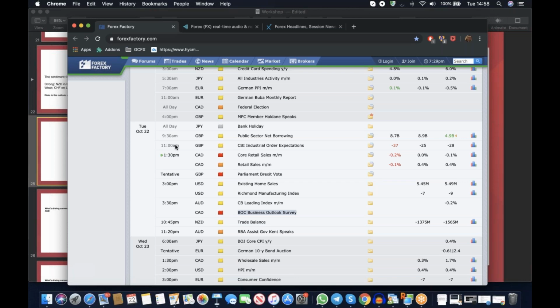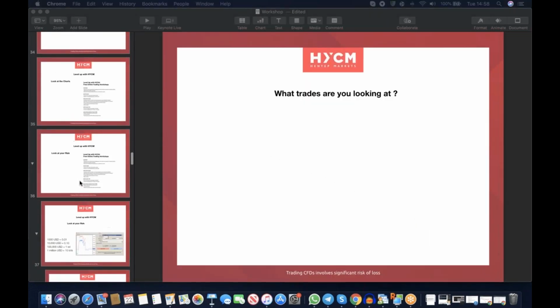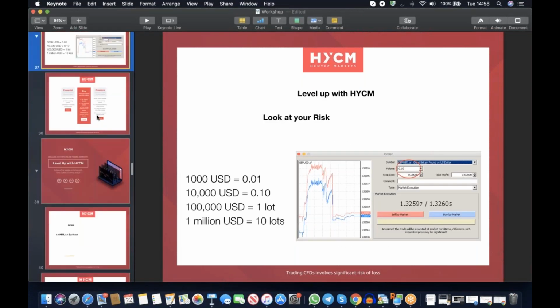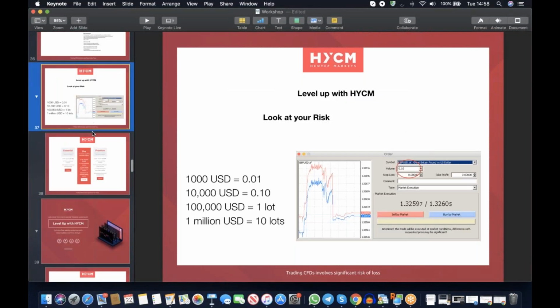Okay, guys, that's been really good. Thank you for all your trade ideas. That's been excellent. We haven't got time for those, but in fact, we need to look at our risks sometime.